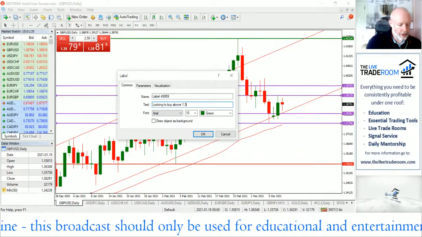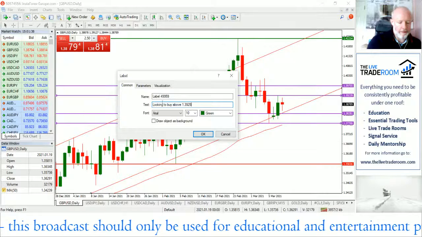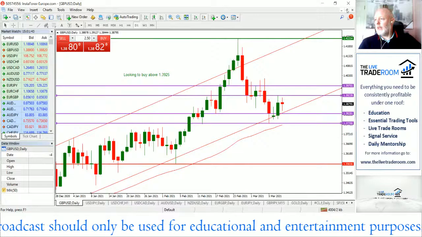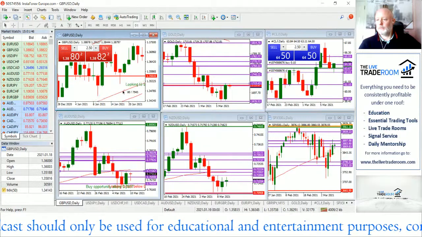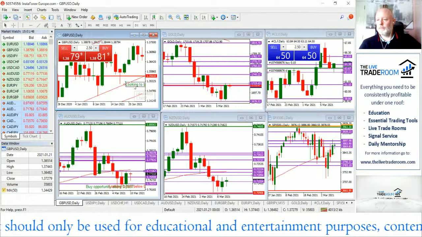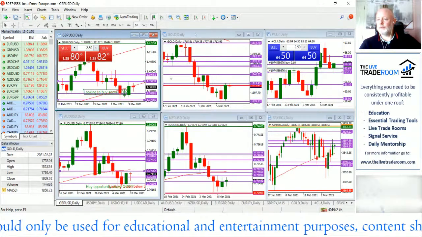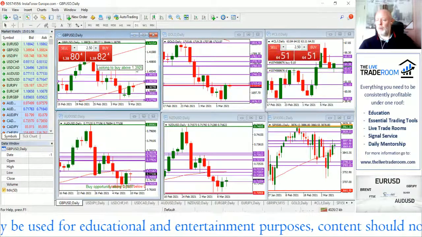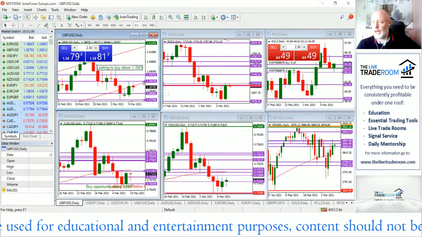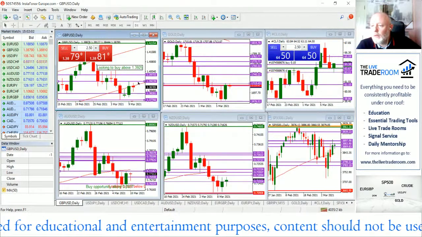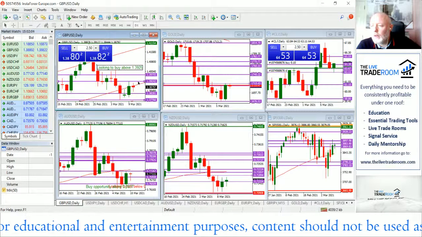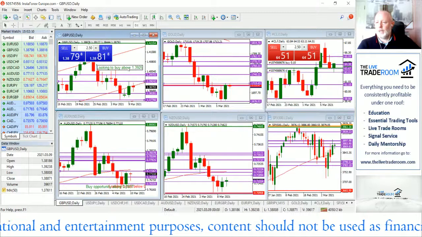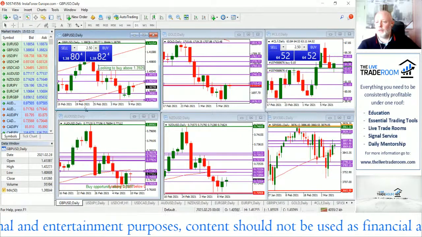139.25. It's a green. So that's what we're looking for with the pound dollar. So we'll just stick this in here. So looking to buy above the 139.25, which is yesterday's high. So that's what we're looking to do for the pound dollar.